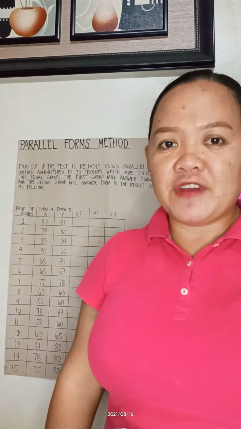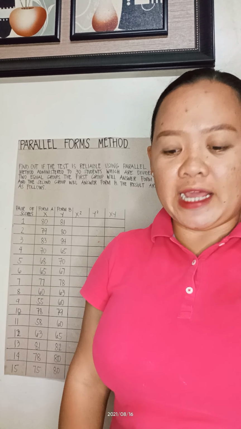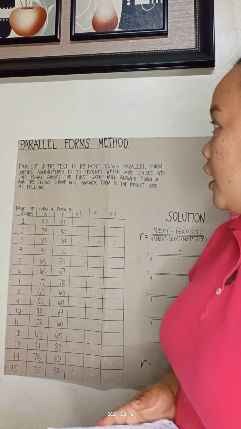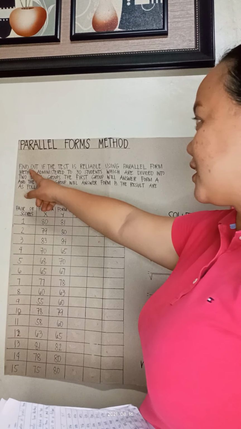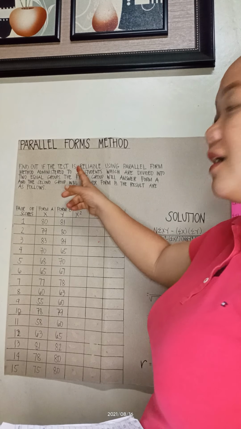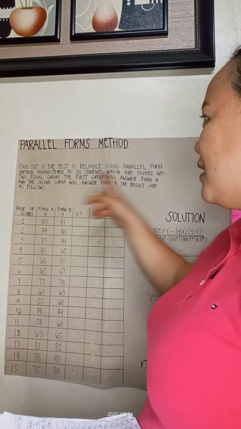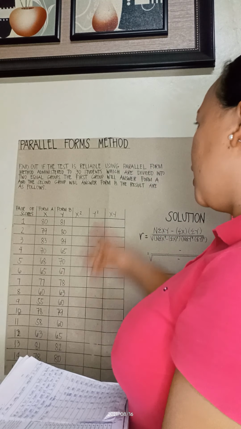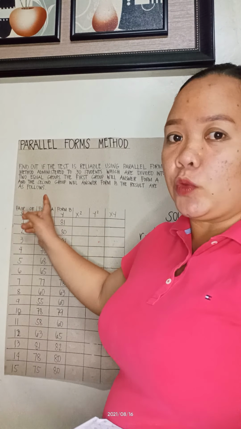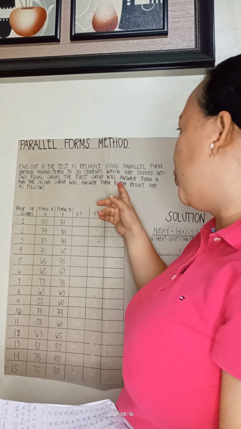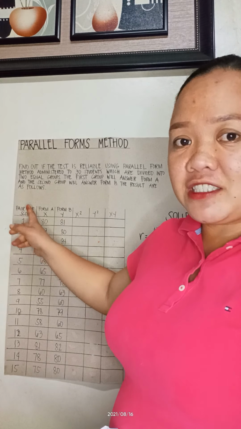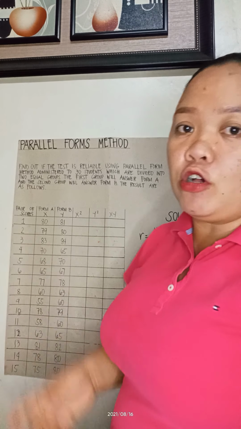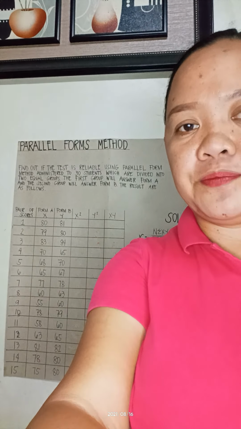So let's have a sample correlation computation of parallel forms. Let's find out if the test is reliable using the parallel form method, administered to 30 students, which are divided into two equal groups. The first group will answer form A and the second group will answer form B, and the results are as follows.